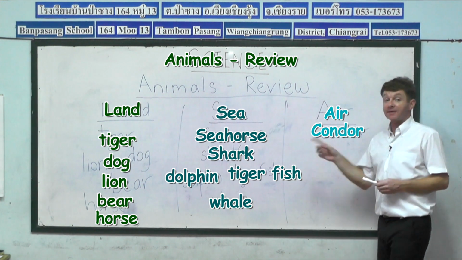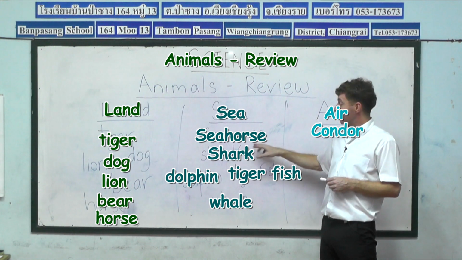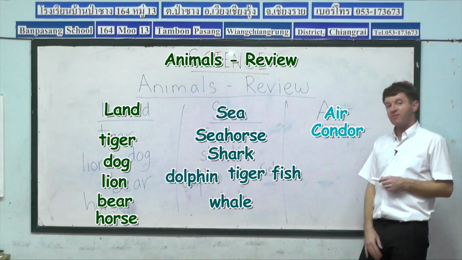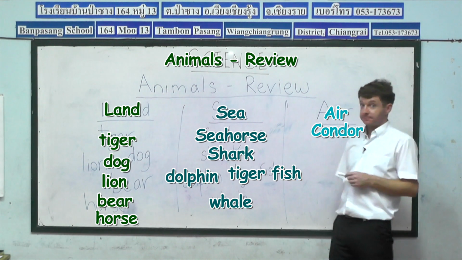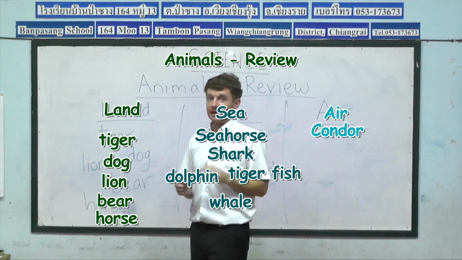W-H-A-L-E. So some excellent examples of sea animals: seahorse, shark, dolphin, tigerfish, and a whale. There are thousands of others too, but these are some examples of sea animals.